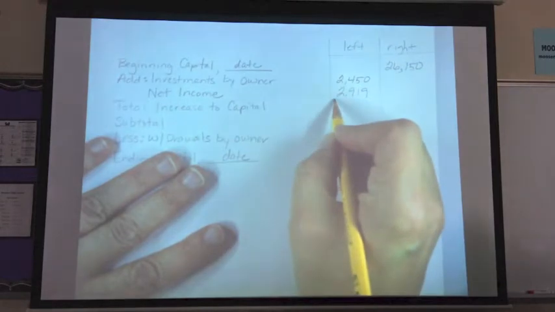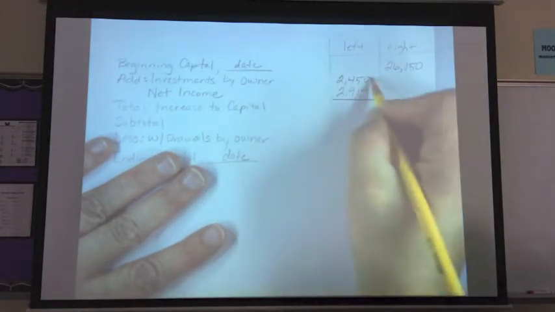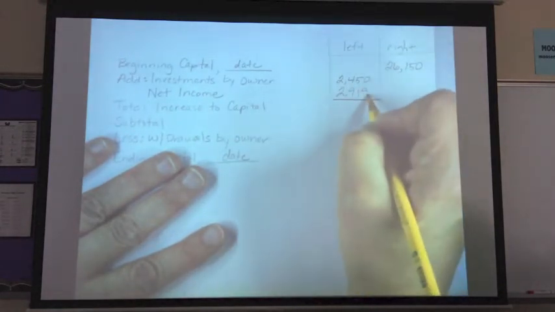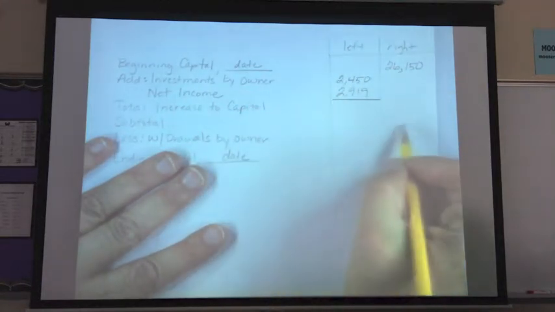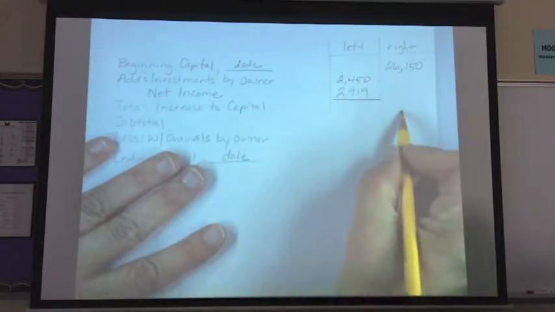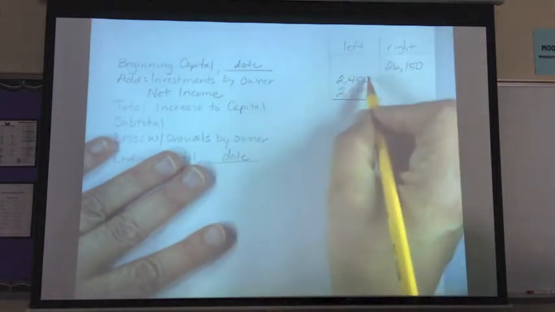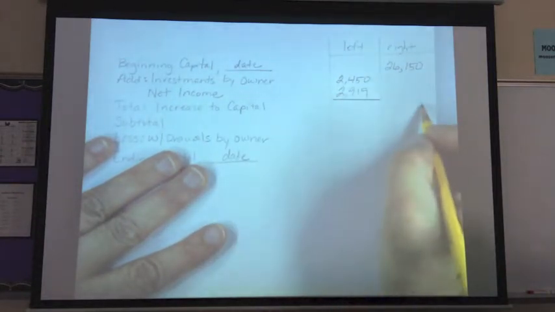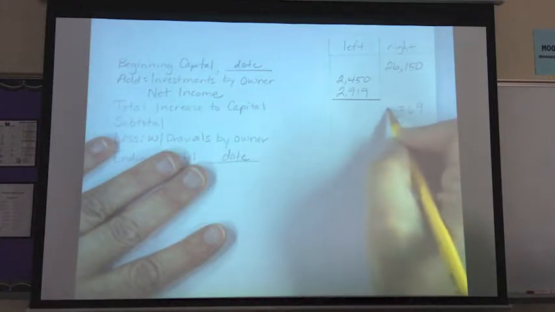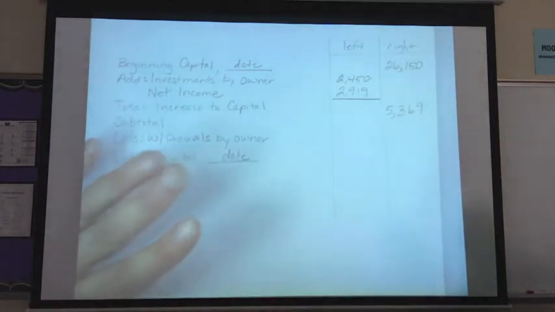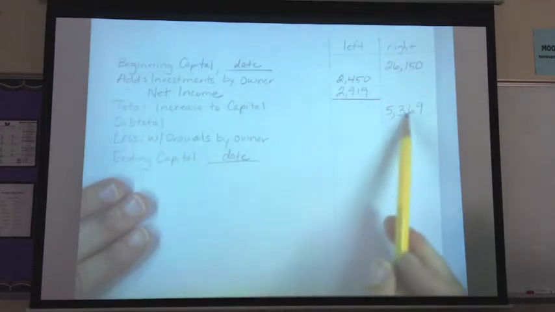You then are going to draw a single rule because these two have to be added. And when I add them together, the total is going to actually go over here to the right-hand column. So my total, if I add it up here, you can get your calculators out if you want. We had total increase of $5,369.